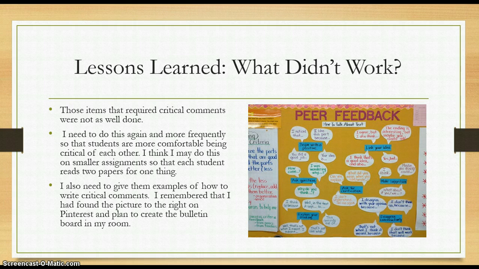What didn't work, those items that required critical comments were not as well done. I have to do this more often and do it again and more frequently so they're more comfortable with being critical. And maybe I'll do this on smaller assignments where they have to read a couple things. And then I need them to see how to write critical comments. I remembered I found this picture on Pinterest. I plan to create a bulletin board. It tells people how to start comments on writing.